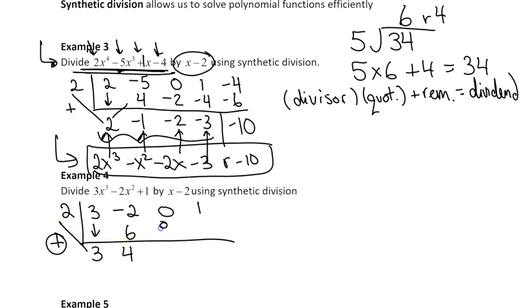2 times 4 is 8. Add that. We get 8. 2 times 8 is 16. Add that, and we get 17. That back value is our remainder. Our remainder is 17. And our solution will be 3x squared plus 4x plus 8.